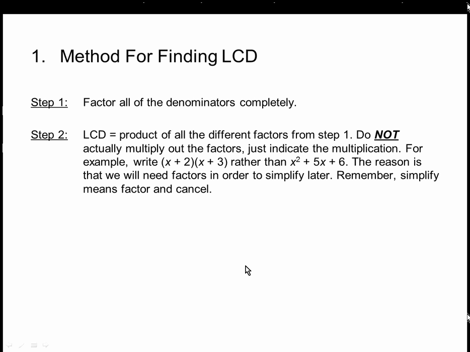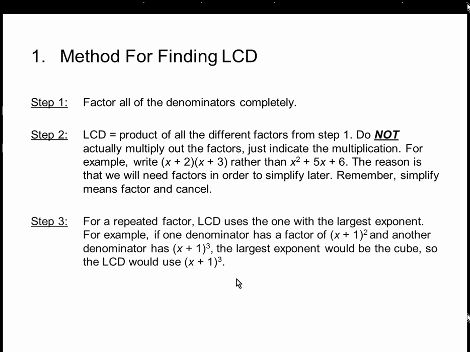Now, what if you have factors that are common to the different denominators? For a repeated factor, the LCD uses the one with the largest exponent. So, for example, if one denominator has a factor of x plus 1 squared and another denominator has x plus 1 cubed, the largest exponent would be the cube. So the LCD would use x plus 1 cubed. So remember, the LCD uses the largest exponent for a repeated factor. Now, if you list a factor more than it's needed, you will actually have a common denominator, not the lowest, but a common. So this is how you find the LCD.